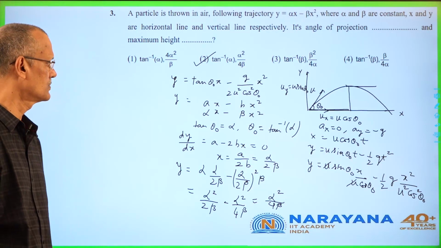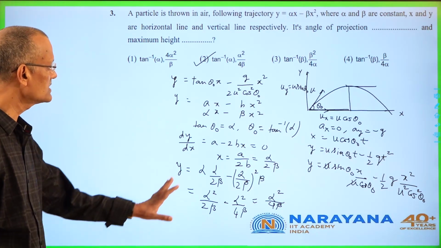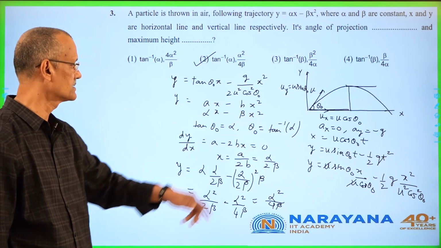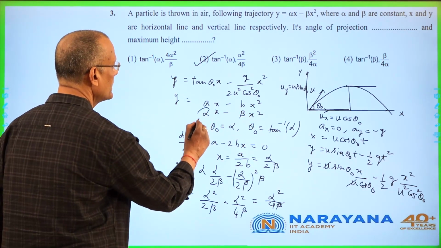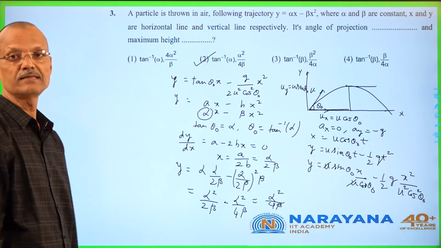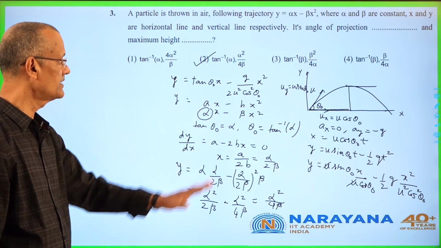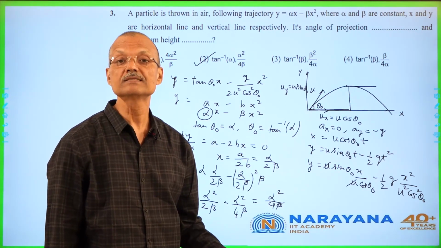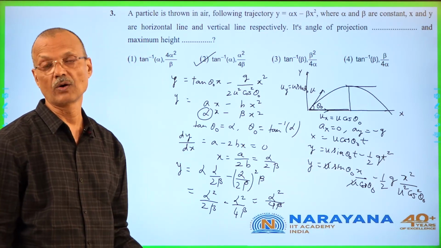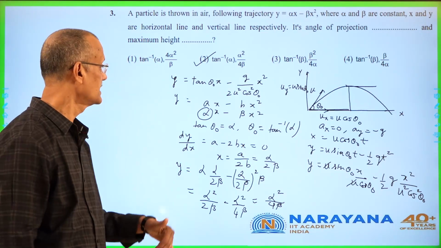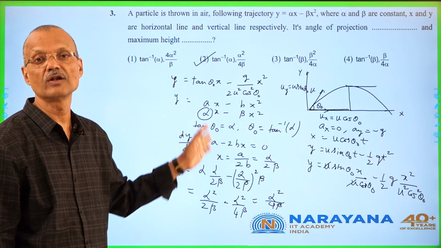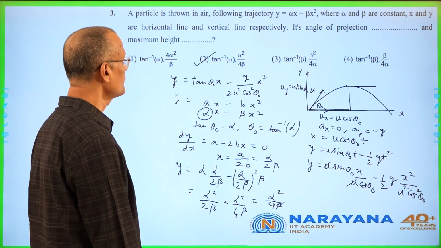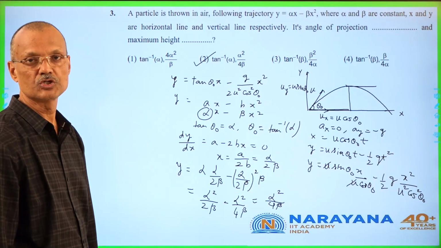A very famous question. You are just taking y equal to alpha x minus beta x squared. This alpha itself is becoming tan theta naught, tan inverse alpha, and at maximum height your slope is 0, dy by dx is 0. You are getting the value of x and you are just substituting in this relation, you are directly getting the answer. So answer for question number 3 is 2.